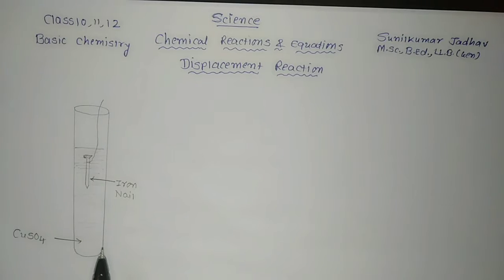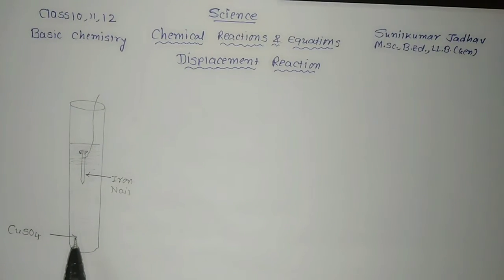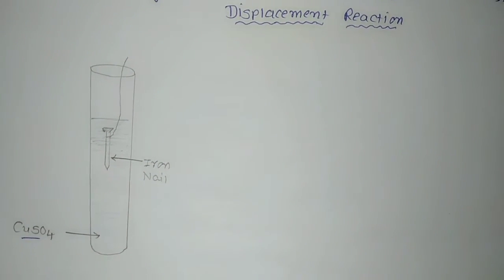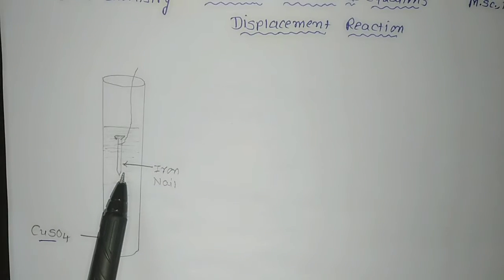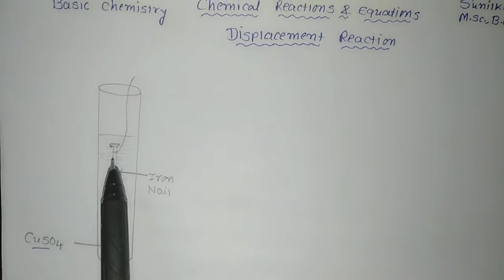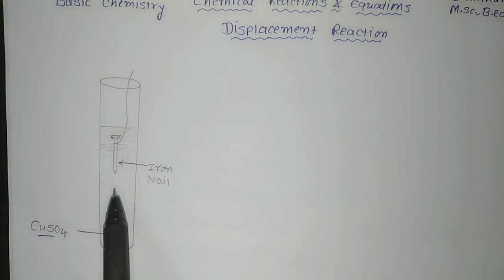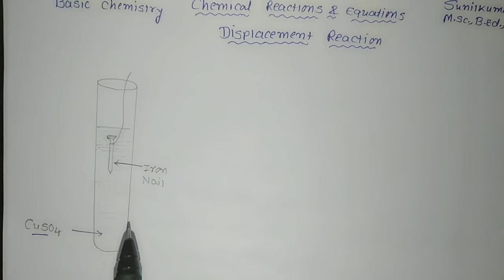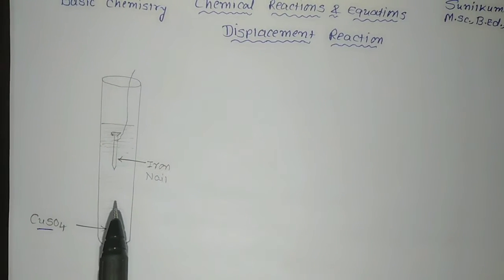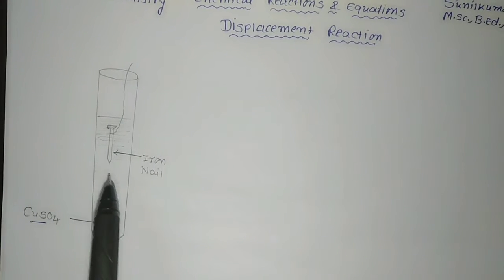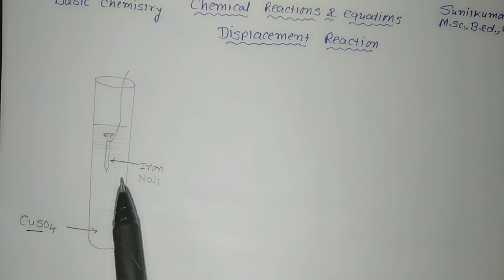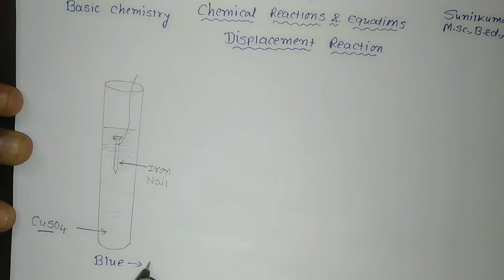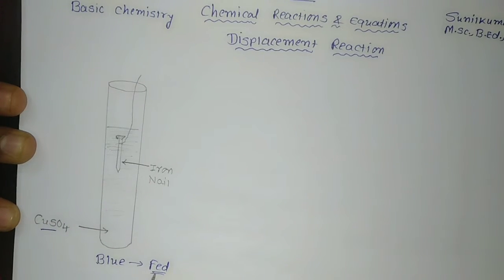For doing the displacement reaction, we need to do an activity. We have to take a test tube. It is filled with copper sulfate, CuSO4, in which we will take a new iron nail and hang it with the help of a thread, and we will put it inside the solution of this copper sulfate. Copper sulfate is a bluish color solution, so we'll put it inside this, and after 20 minutes we'll take it out. You will see that the copper sulfate, which has blue color, becomes faded. It means its color has changed.